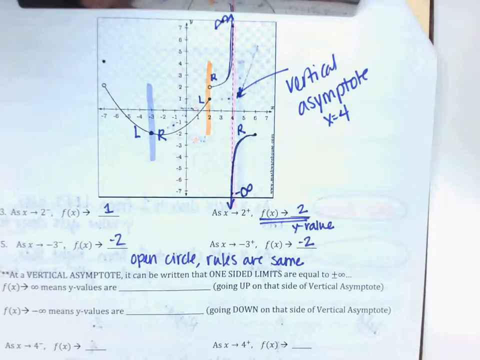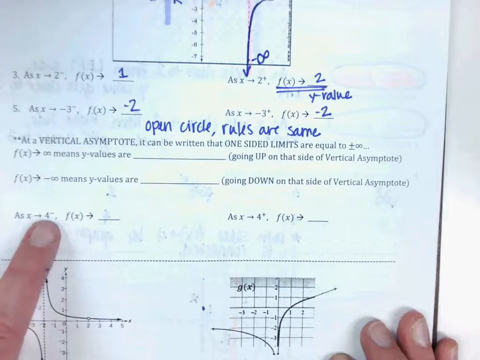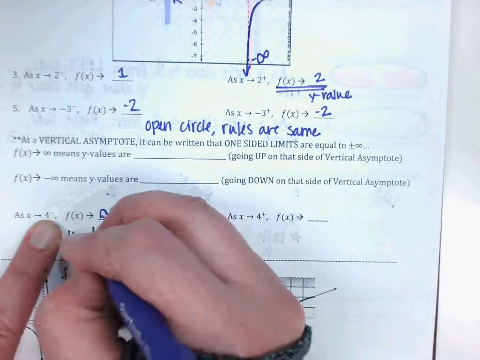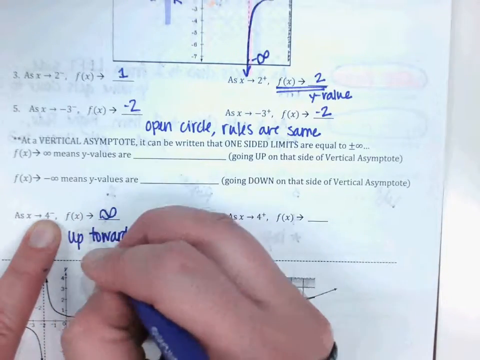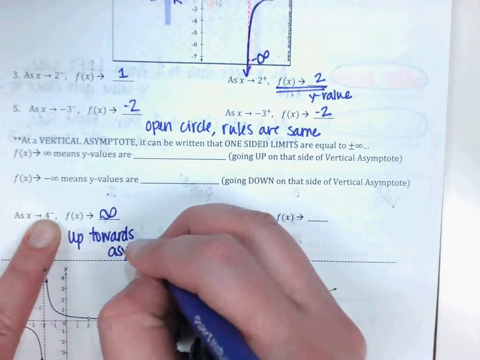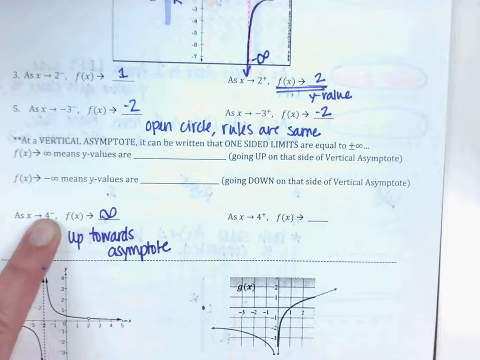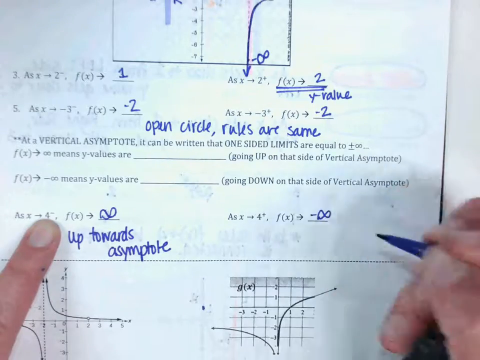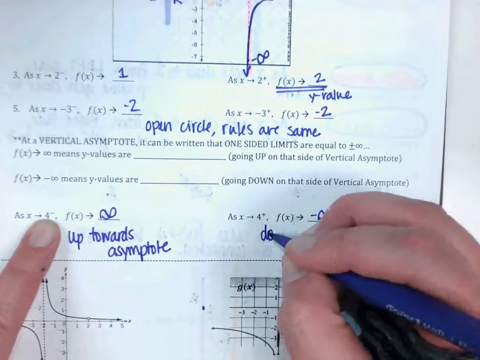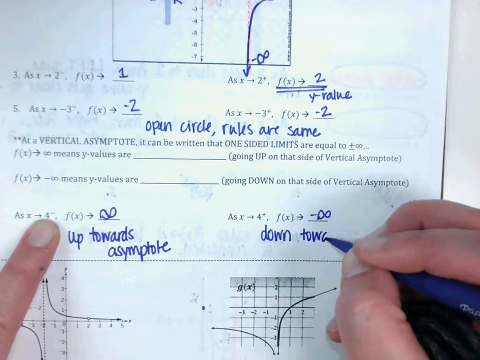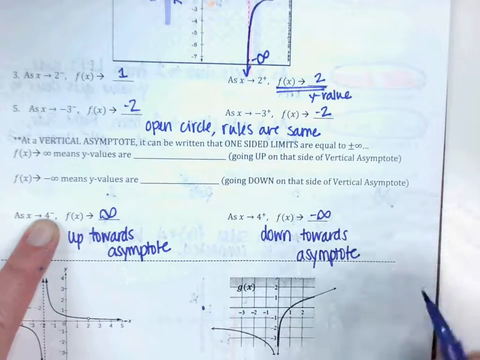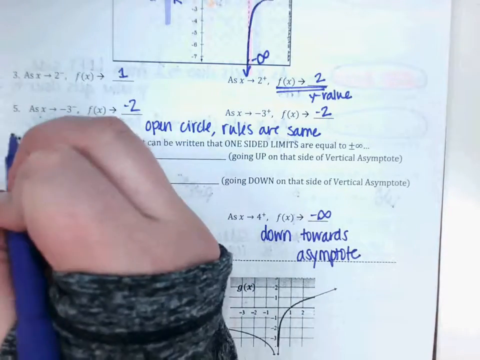So, we're going to write it onto our paper first, then we're going to put it in words. So, look what it says right here. As x approaches 4 from the left, f of x is approaching infinity because it's going up towards the asymptote. But for 4 from the right, which way was my graph on the right side going, up or down? Down. Down, so it was negative infinity because it was going down towards the asymptote. Does that make sense? So we're going to write it right here.